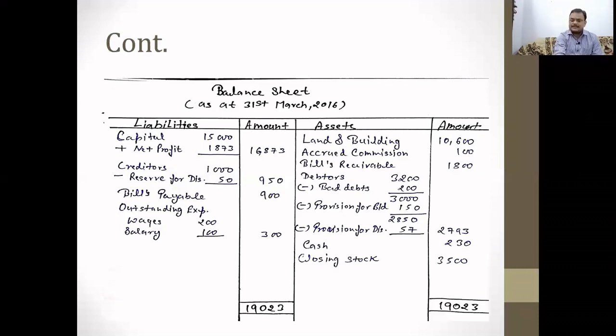Okay, so asset side is also 19,023 rupees, and liability side is also 19,023 rupees. If there is a match, it shows the profit and loss account, trading account, and balance sheet, the final account, is our right final account. So this is all about the adjustments. You have to practice these types of adjustments. You refer to these things, and keep practicing.